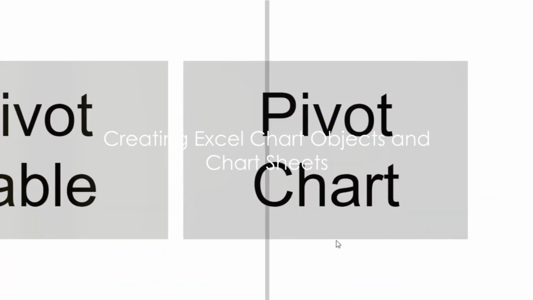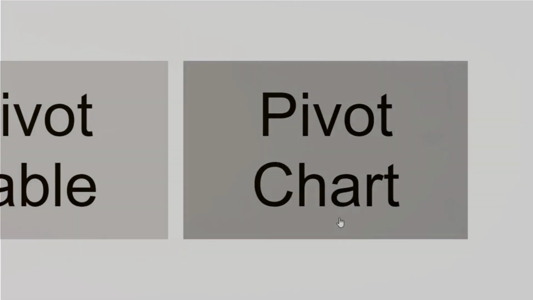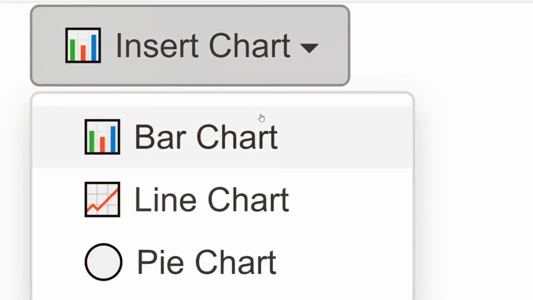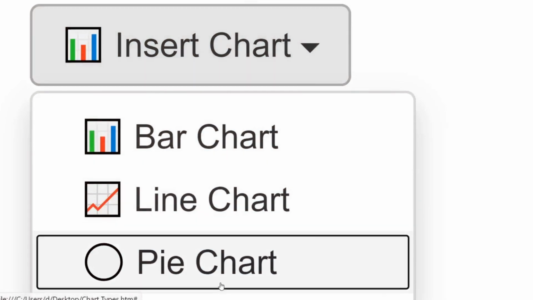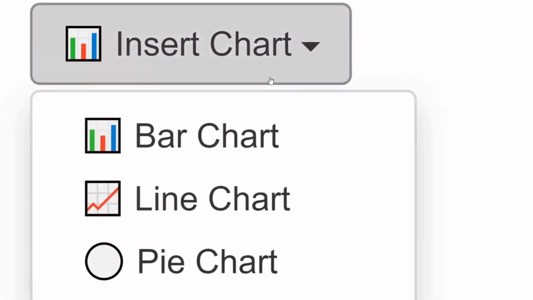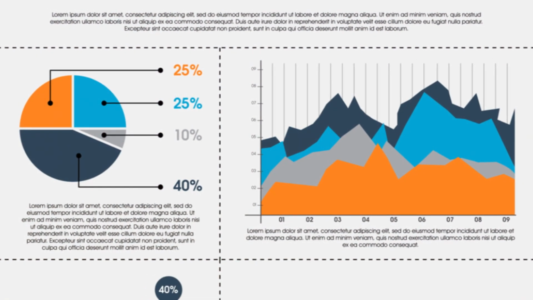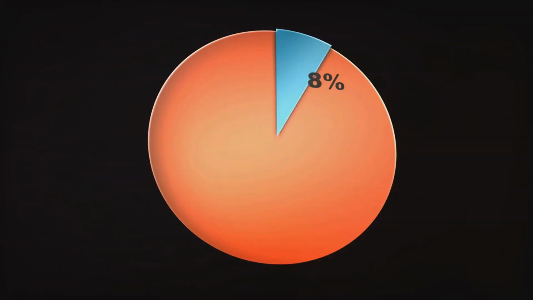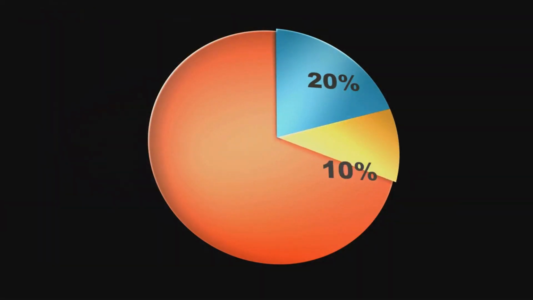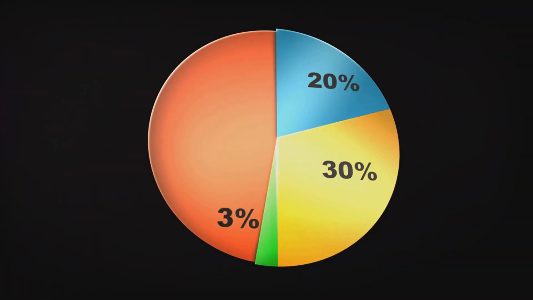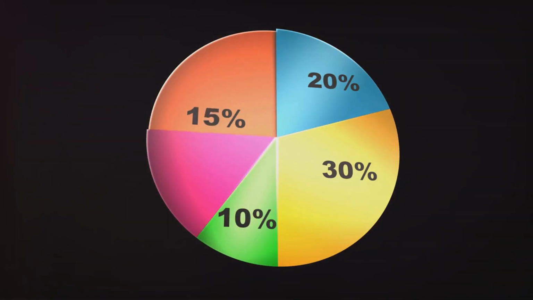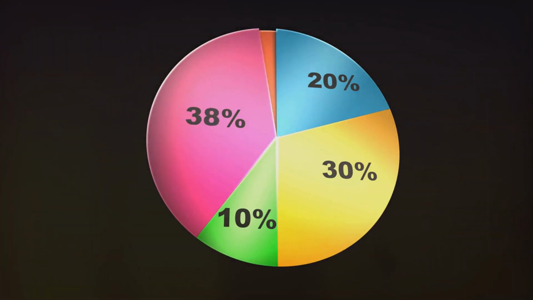First off, we'll look at how to create Excel chart objects and chart sheets. To do this, you'll first need to have some data in your spreadsheet. Once your data is ready, you can create a chart object by selecting the data and then clicking on the Insert tab. From there, select Charts and choose the type of chart that suits your data best. There are many different types of charts you can use, from bar and line charts for showing trends over time, to pie charts for illustrating proportions. For more complex data, you might want to use a scatter plot or a combo chart.